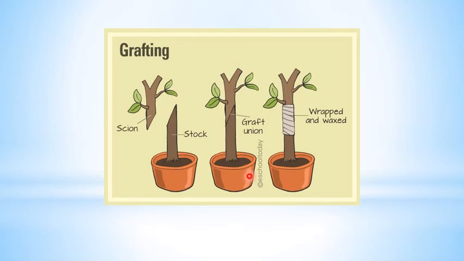So here you can see this is the shoot system and this is the root system. This is the scion, this is the stock. Now they are being united with each other, the graft is made, and then it is wrapped and waxed around, and it comes out as a new desirable plant with a strong root and shoot system. So these are the artificial methods of propagation, that is cutting, layering and grafting.